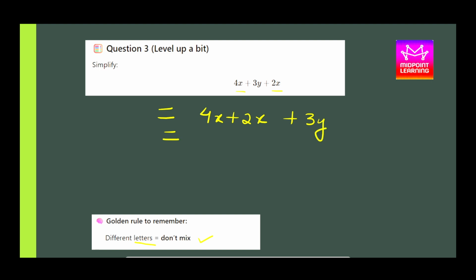Since this is addition, we can shift the terms and put them together, it doesn't matter, right? So 4x plus 2x becomes 6x, right? And then 3y. 3y has y, which is a different variable, so we don't need to combine it with 6x. It will stay different. So this is the answer: 6x plus 3y, right?